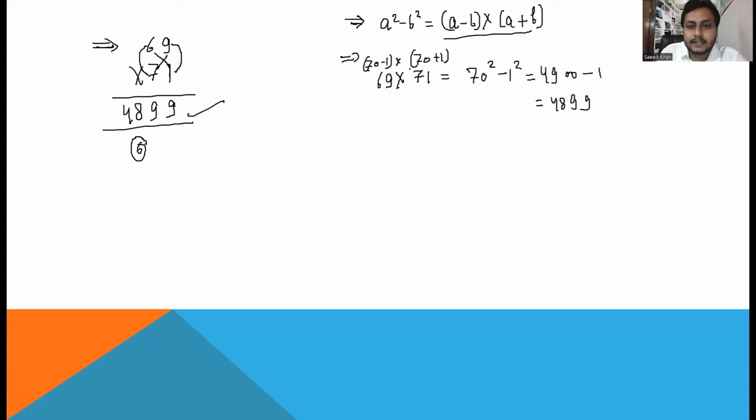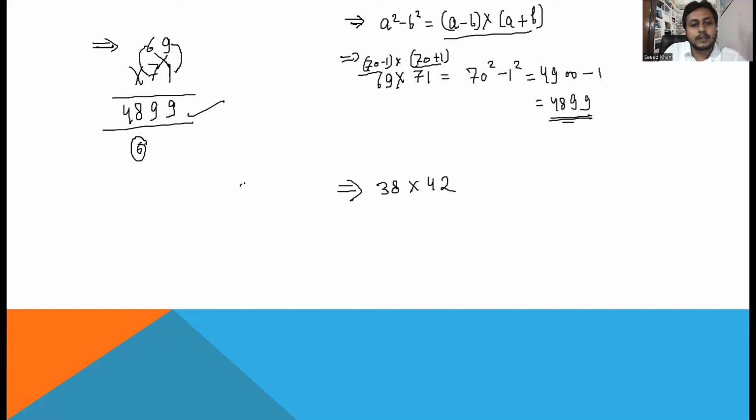तो देखो यार एक चीज ध्यान रखना कि आपको 70 minus 1, 70 plus 1 ये नोट लिखने की जरूरत नहीं. No need to write. आपको सोचना है 69 into 71, 70 minus 1 and 70 plus 1, 70 square minus 1 square, 4900 minus 1. So directly you can write this one 4899.